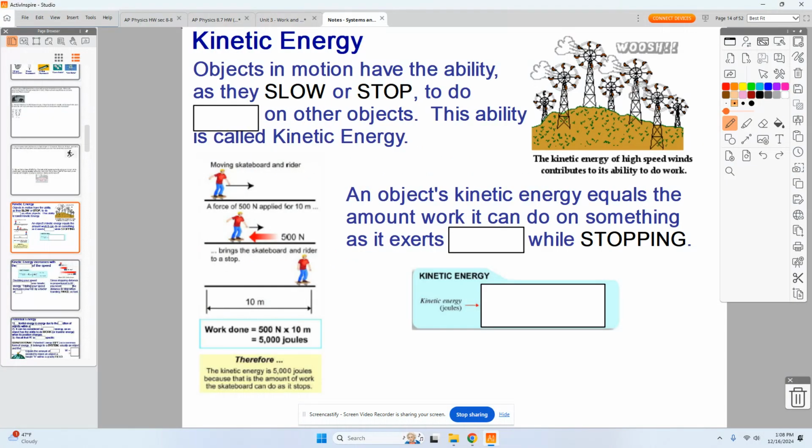Objects in motion have the ability to do work as they slow or stop. So the concept here is that objects that have the ability to do work have energy. Things that are moving have the ability to do work, and that's called kinetic energy. Now, an object's kinetic energy is equal to the amount of work it can do as it exerts force while stopping. We know Newton's laws say that force is needed to change the motion of an object. So if an object is moving, it takes force to stop it. How much work it takes to stop it is what we call its kinetic energy.